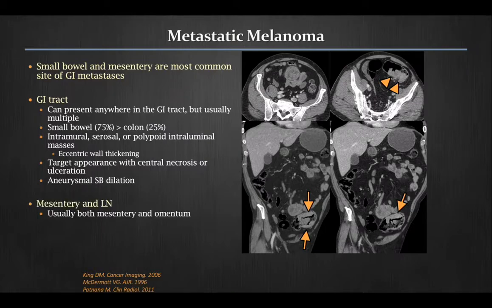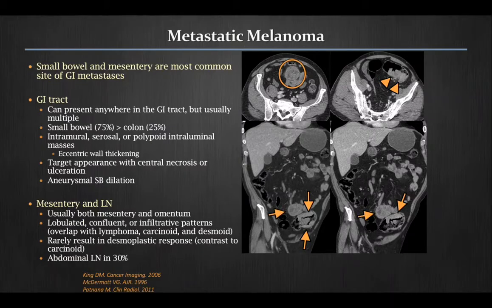When it involves the mesentery and the lymph nodes, it's usually both the mesentery and the omentum. The pattern in the mesentery and lymph nodes is similar to elsewhere. It can have a variety of different appearances. It can be lobular or lobulated in enlarged lymph nodes, or they can be confluent or more infiltrative, where they mimic lymphoma, as with just about everything else that we've talked about before. One thing that is different is that they rarely result in the desmoplastic response that you see, like in carcinoid syndrome.